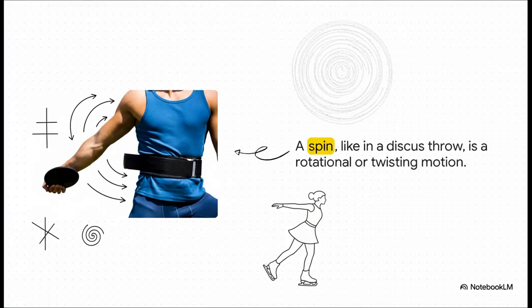And for our third major move, the spin. You know, like a discus thrower winding up or an ice skater in a pirouette. This is all about rotation, a twisting motion. So there we have it, forward and back, side to side, and twisting, the three basic building blocks of movement.